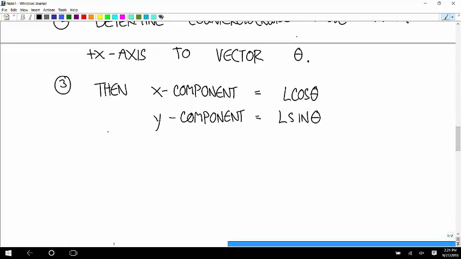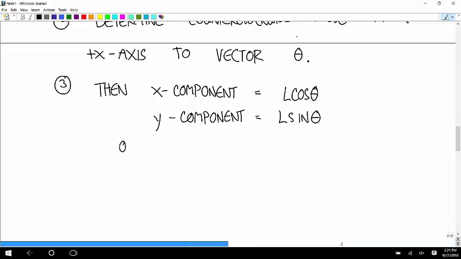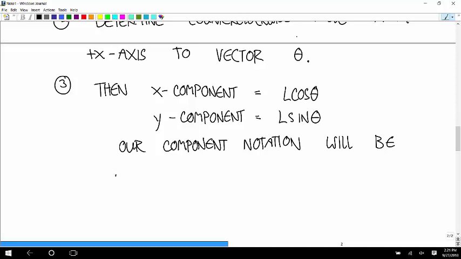And we're going to write this. Our component notation for vectors will be, so if this is the vector u that we're talking about, the variable is u and the arrow says that it's a vector variable, we're always going to put the x component on top, so L cosine theta. Underneath, we're going to put the y component, L sine theta, and we're going to use square brackets around them. And notice, that's not a fraction, so there's no bar between them. It's just a way of writing the two components, and it's a concise way to write it.